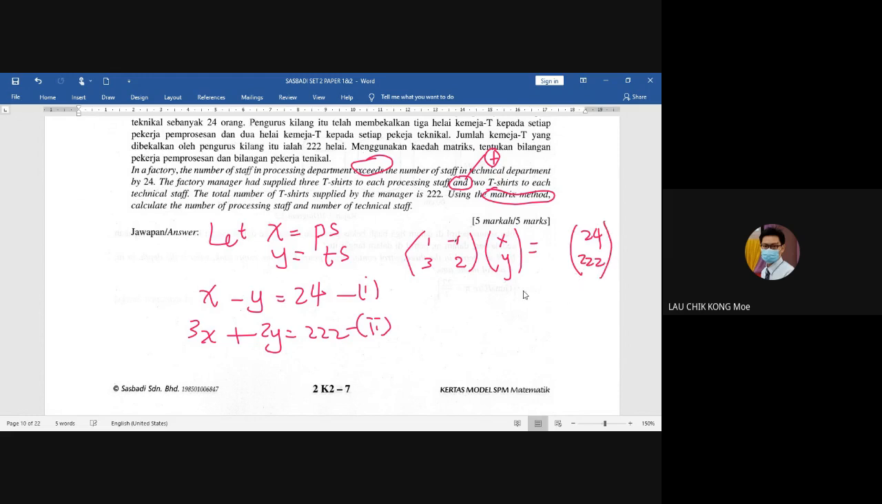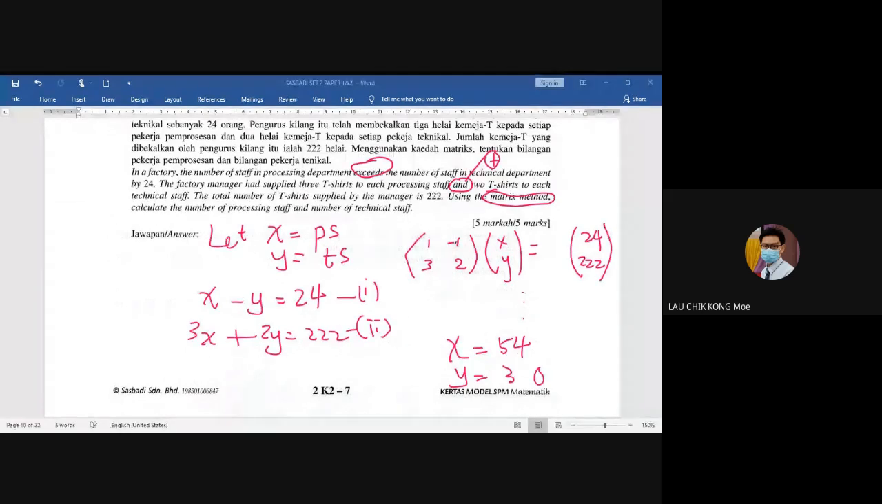Okay. So you solve it. Okay, awak sambung. So you will get S equals to 54. So we have 54 processing staff, and then Y equals to technical staff, we have 30. Okay, so 5 marks here, many big marks.